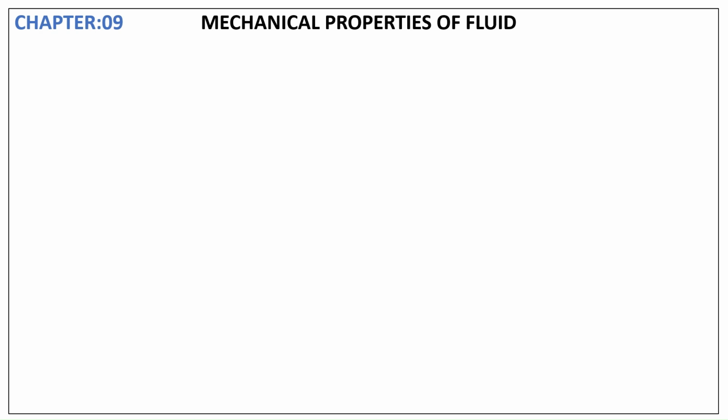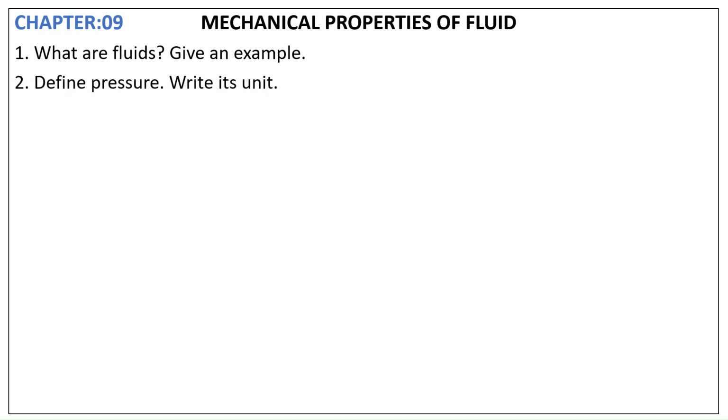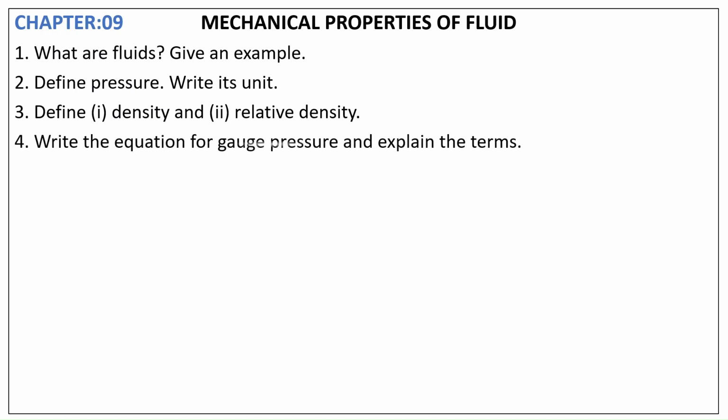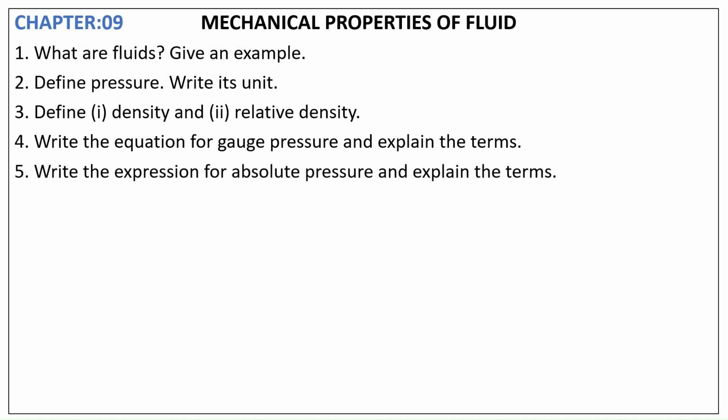Chapter 9. Mechanical properties of fluids. 1. What are fluids? Give an example. 2. Define pressure. Write its unit. 3. Define 1. Density and 2. Relative density. 4. Write the equation for gauge pressure and explain the terms. 5. Write the expression for absolute pressure and explain the terms.